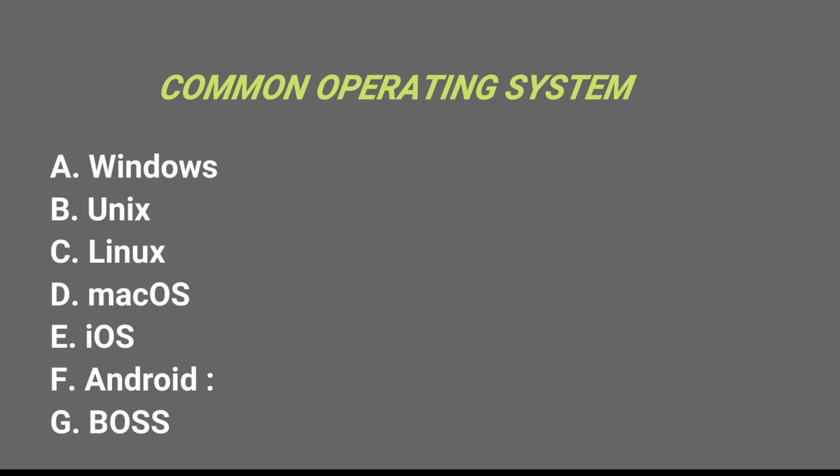What are the common operating systems? The first one is Windows operating system, second one is Unix, third one is Linux, fourth one is Mac OS, then iOS, then Android operating system, and BOS. So let us discuss the Windows operating system.